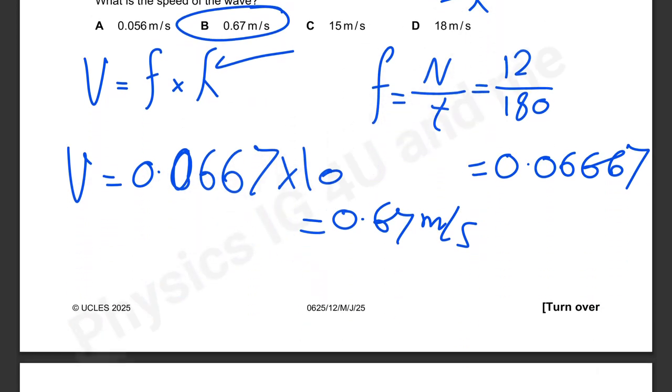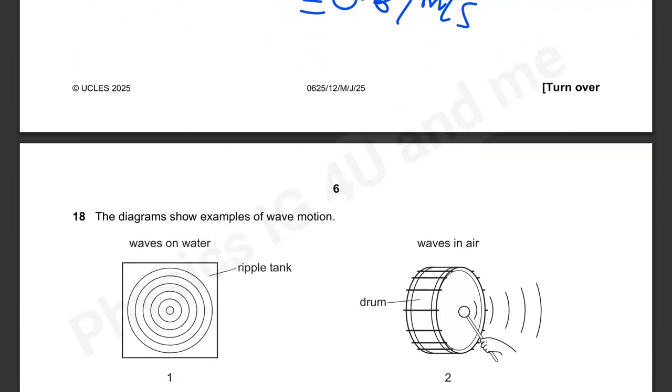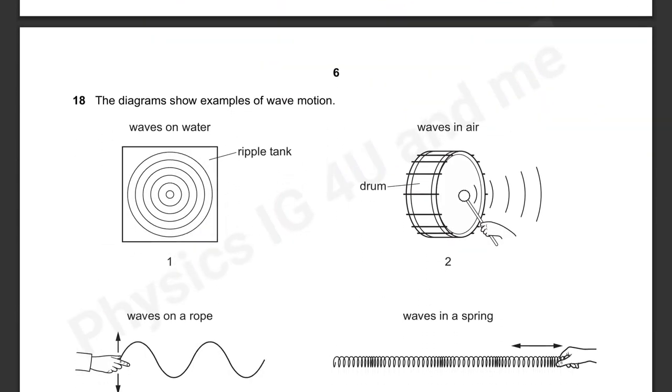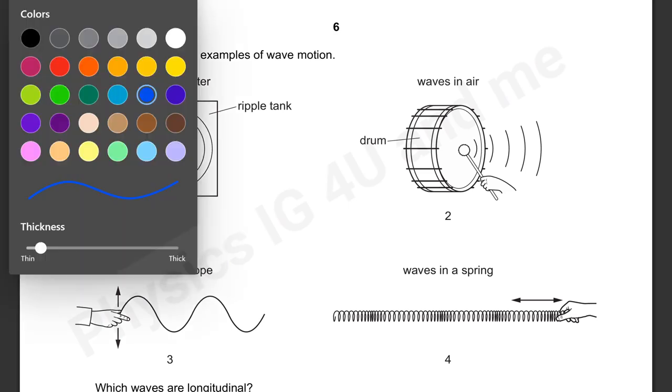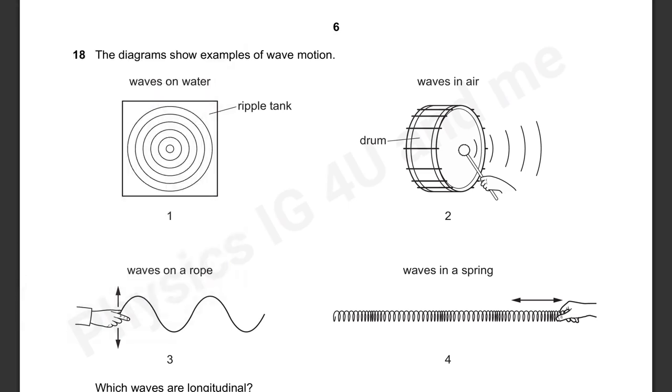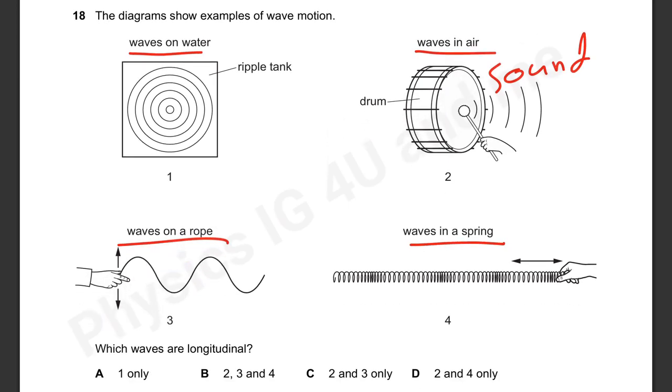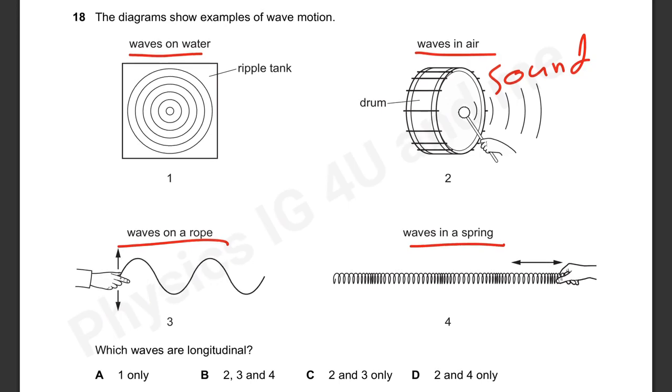Okay, directly to question 18. The diagrams show examples of wave motion. Before, we have here waves on water, waves in air because of the drum, so this is sound, waves in a spring, and waves on a rope. They're asking which waves are longitudinal.